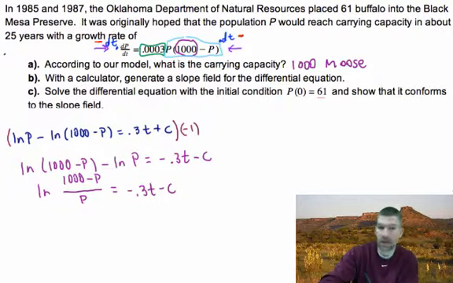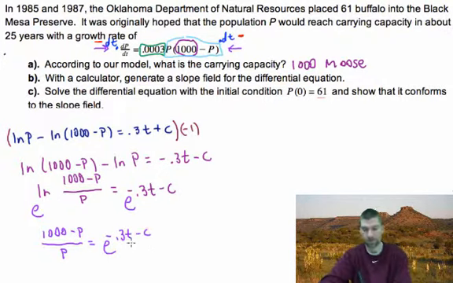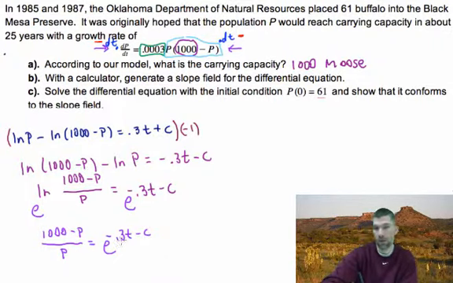All right. And then we want to get rid of the natural log. And so we're going to rewrite this in exponential form. So we're going to raise both sides, we're going to use e, raise both sides to the natural e to the whatever power. So on the left, I get 1,000 minus p divided by p equals e to the -0.3t minus c. All right? No problems there.